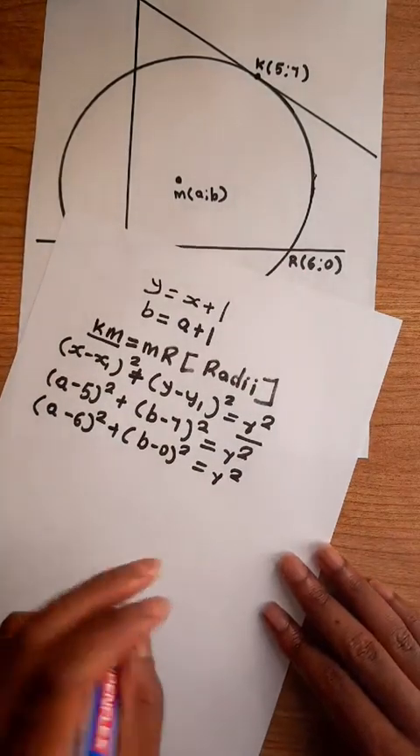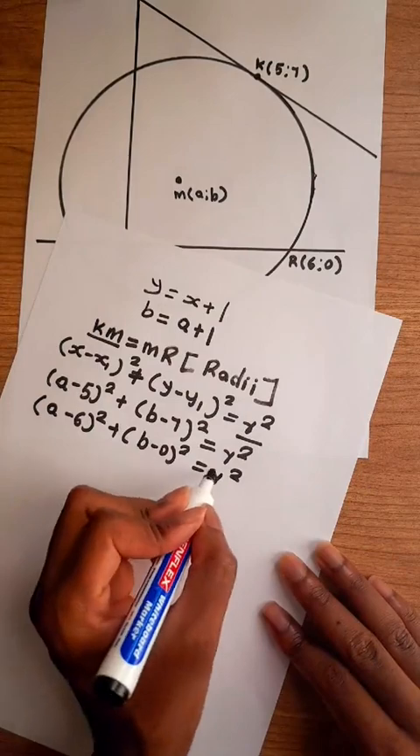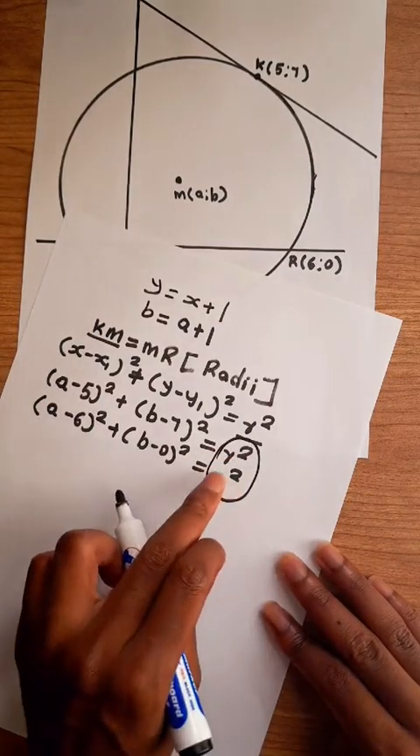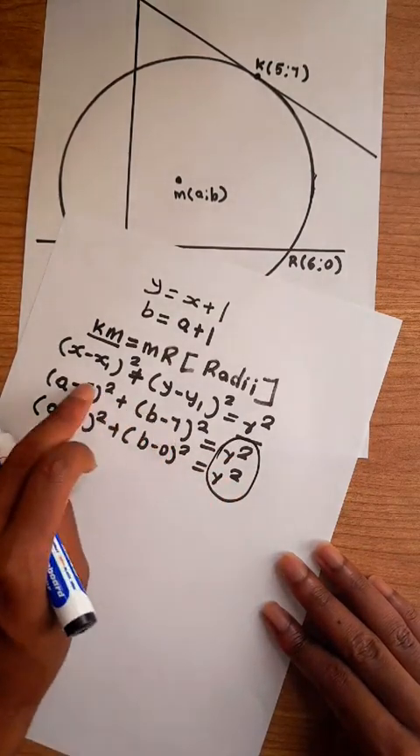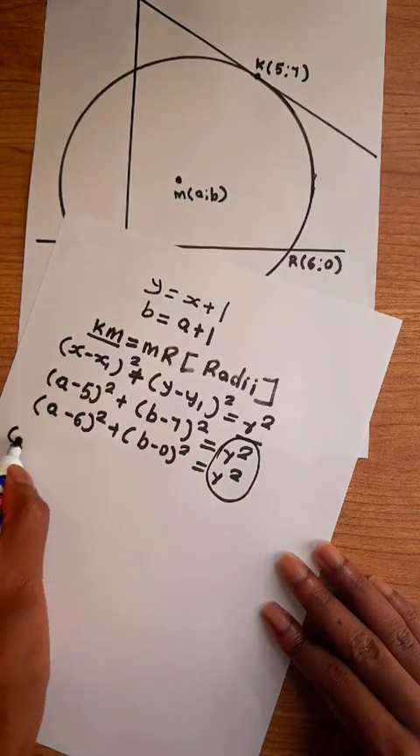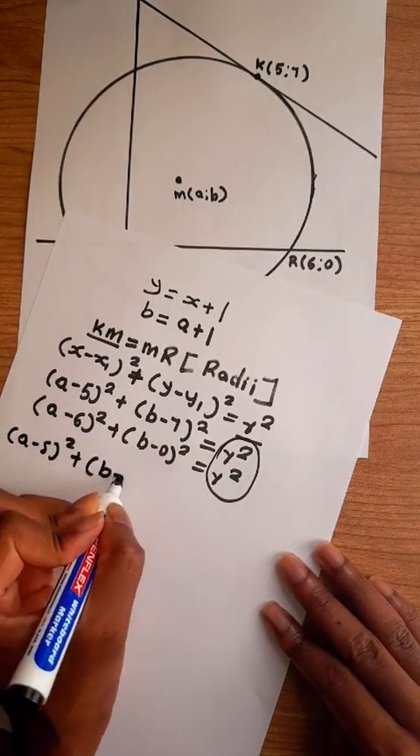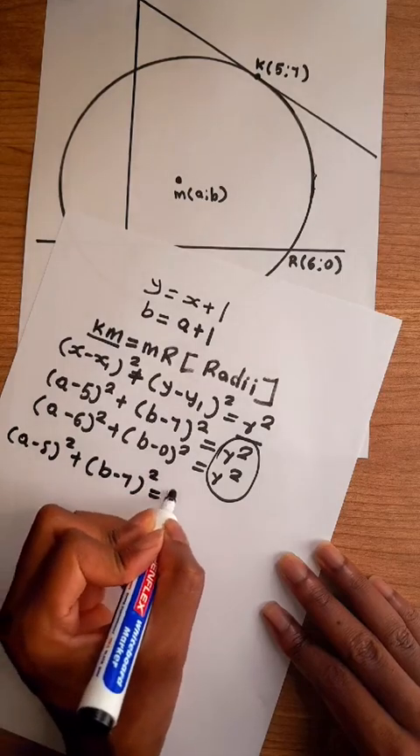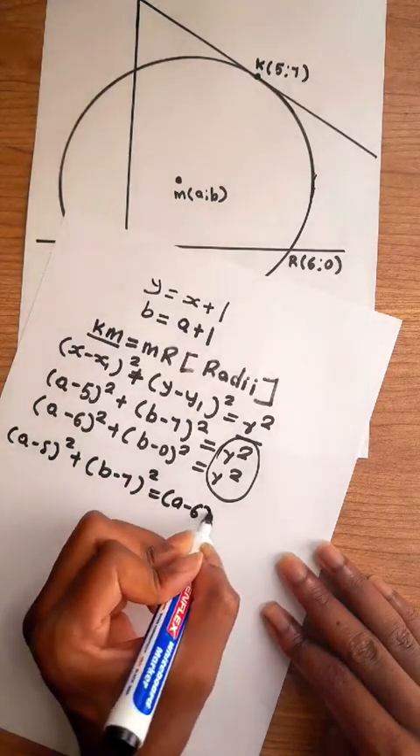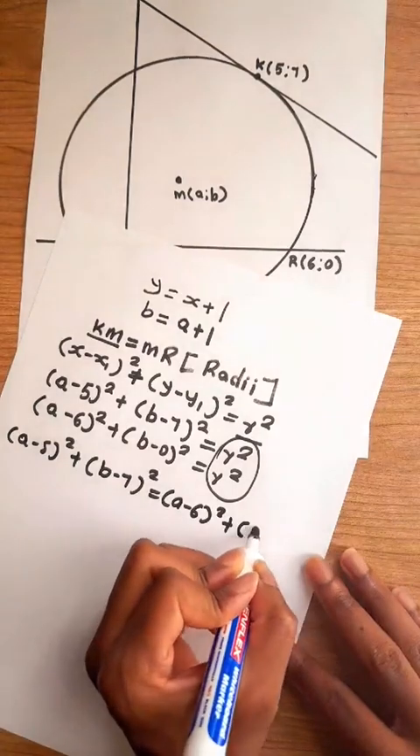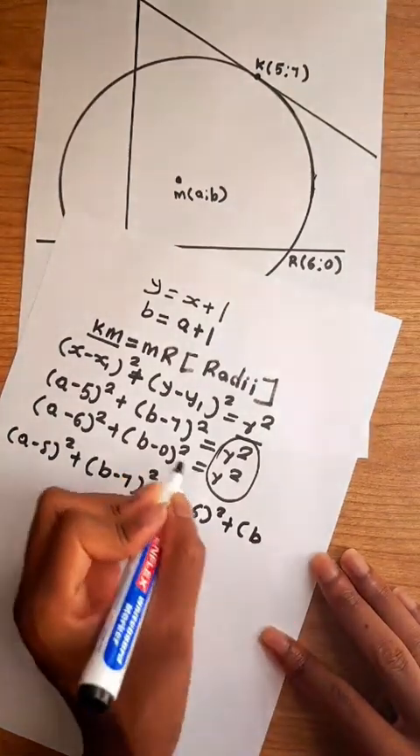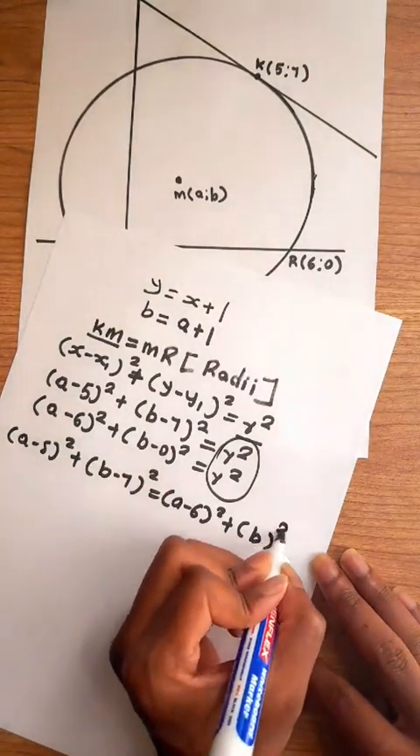So what do I notice? I notice that both these equations equal r squared. The radii are equal. So I'm going to equate these two equations. So I'm going to have (a minus 5) squared plus (b minus 7) squared equals (a minus 6) squared plus b minus 0, which is just going to be b squared, right?